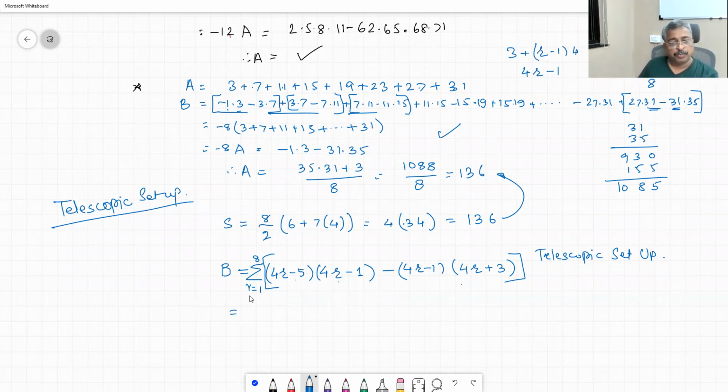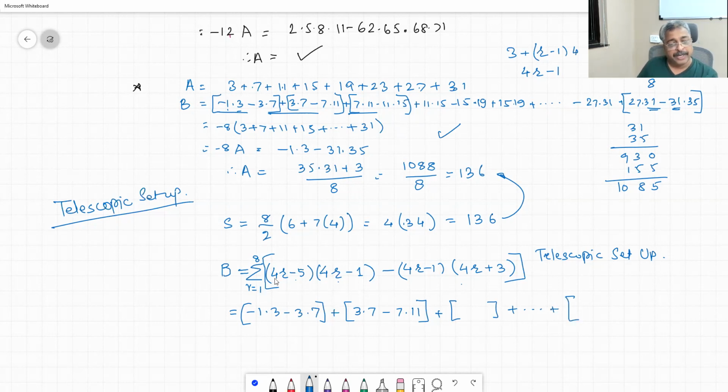Now if I wish to put r is equal to 1, what do I get? Minus 1 into 3 minus 3 into 7. If I put r is equal to 1 here, I get 7. So when I put r is equal to 1, I get these two terms, plus when I put r is equal to 2, I get 3 into 7 minus 7 into 11. This is r is equal to 2, r is equal to 3, up to r is equal to 8.